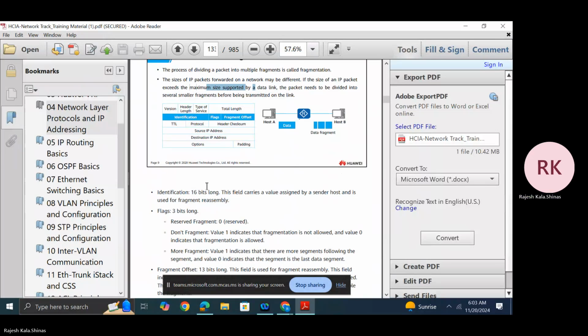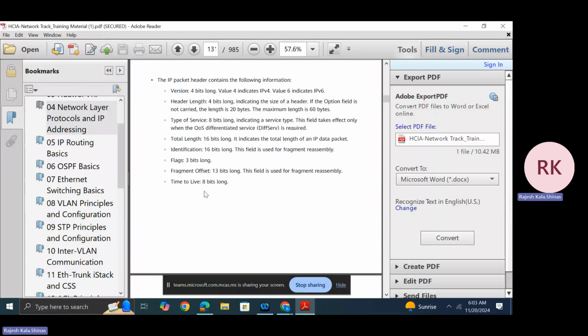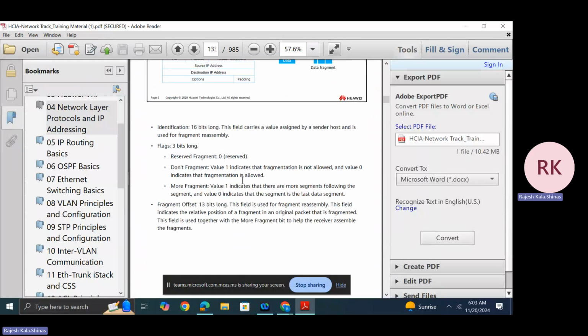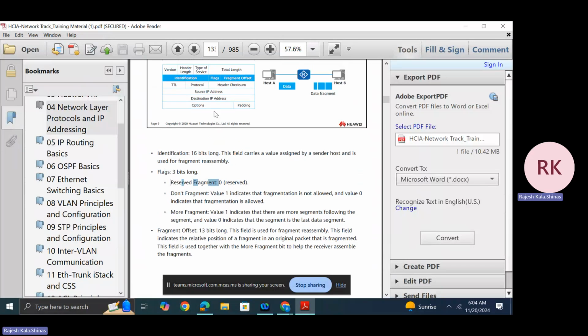So we discussed the flags. What are those flags? The first flag is reserved, with value 0. Then Don't Fragment: if the value is 1, it indicates that we cannot fragment that particular packet, cannot divide it into small pieces. Then More Fragments: if this value is 1, it indicates that more fragments follow this fragment. 0 means this is the last fragment. This is the extra part. The remaining fields we discussed in the IP header part.